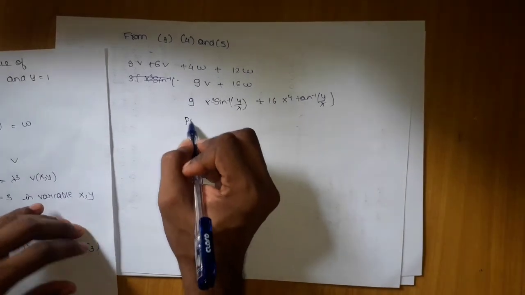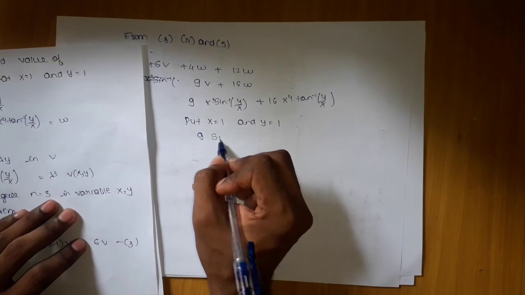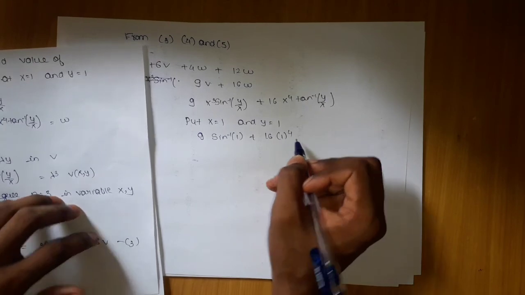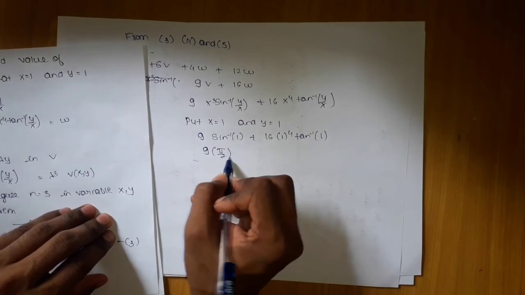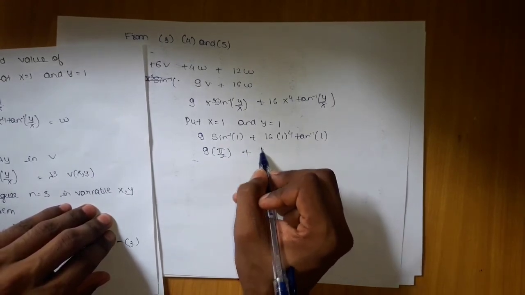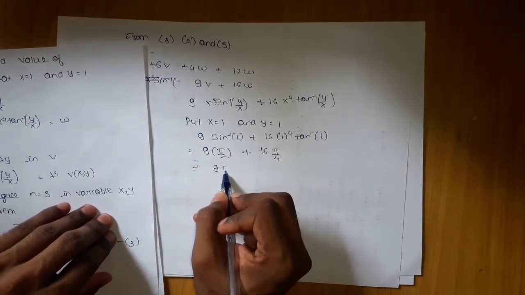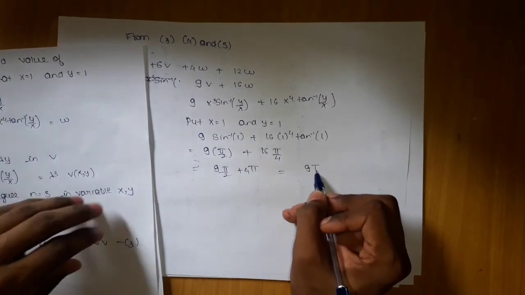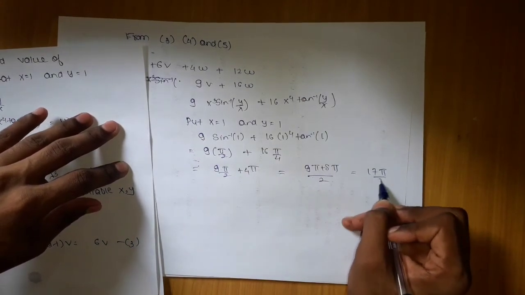If I substitute, put x equals to 1, because I want at x equals 1 and y equals 1, this will be 9 sin⁻¹ 1, and 16 times 1 power 4 tan⁻¹ 1. Sin⁻¹ 1 will become pi by 2, so 9 pi by 2. Tan⁻¹ 1 is pi by 4, so 16 pi by 4, which is 4 pi. So this will become 9 pi by 2 plus 4 pi, which is 9 pi plus 8 pi by 2, nothing but 17 pi by 2. So this is our answer.